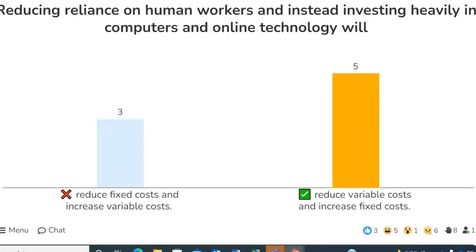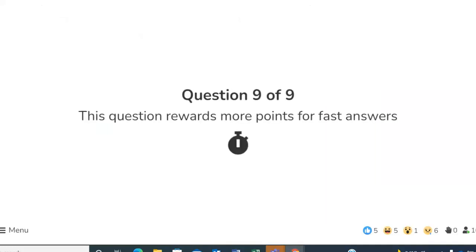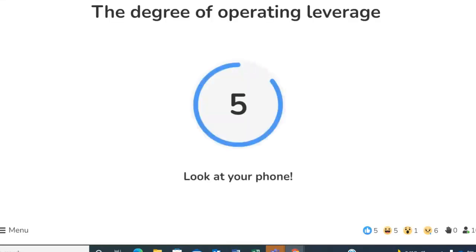Oh, no. It's the opposite. It will reduce variable costs because variable costs are human workers. And it will increase fixed costs because fixed costs are machines. And therefore the depreciation on those fixed costs remains regardless of what level of activity is. The last question in this area. The degree of operating leverage, and you must know that for the quiz.